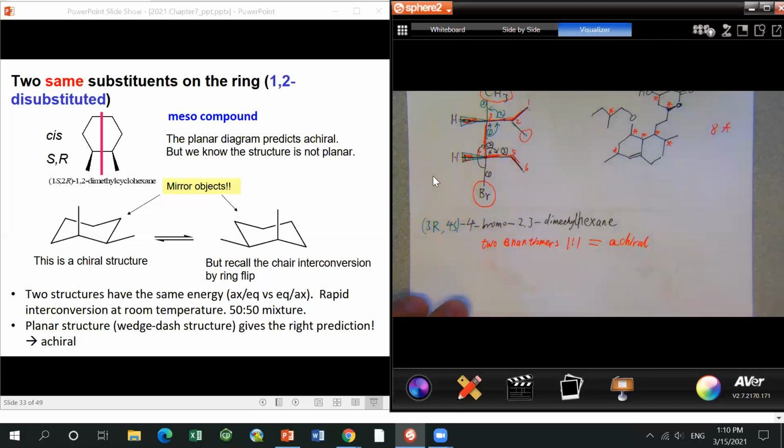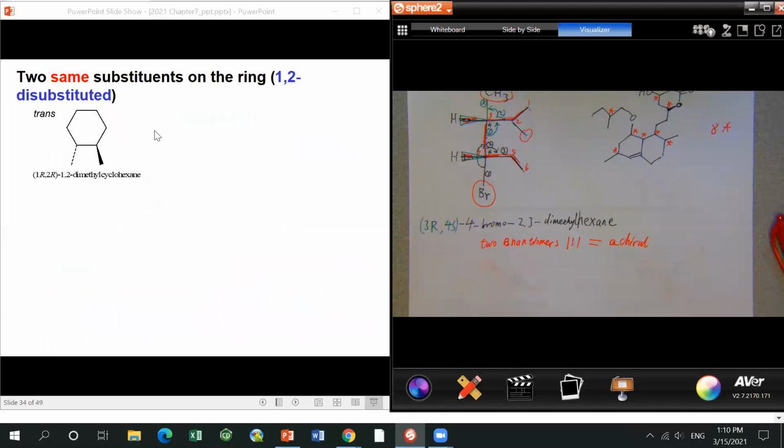In this case, 1,2-dimethylcyclohexane, although it's a chiral molecule for an individual conformation, because of the quick ring flip the overall result is achiral. In other words, if we draw the flat, planar structure, it gives the same conclusion as the chair conformation: both are achiral.